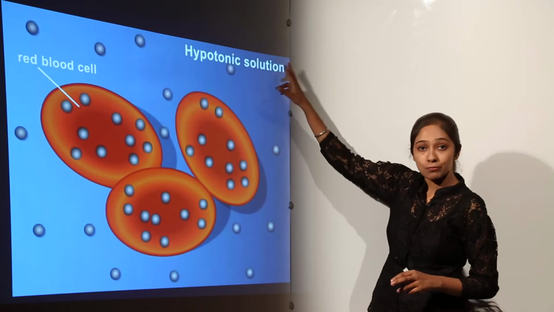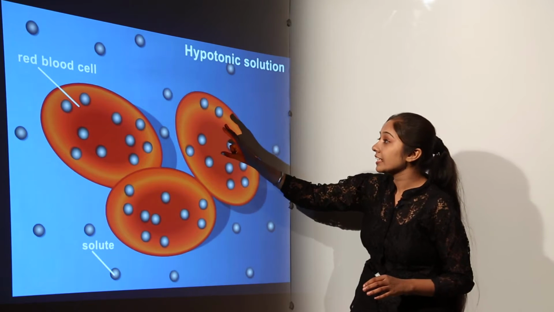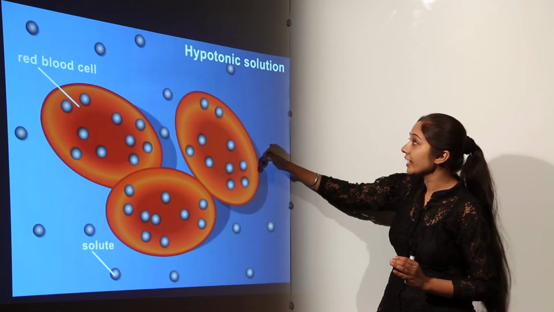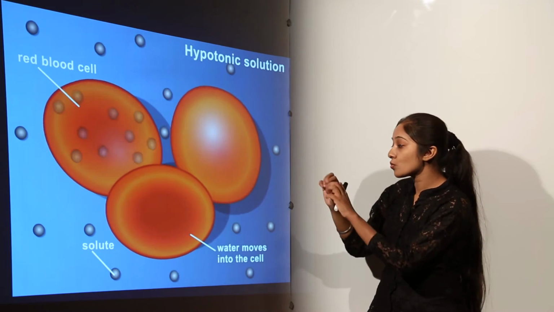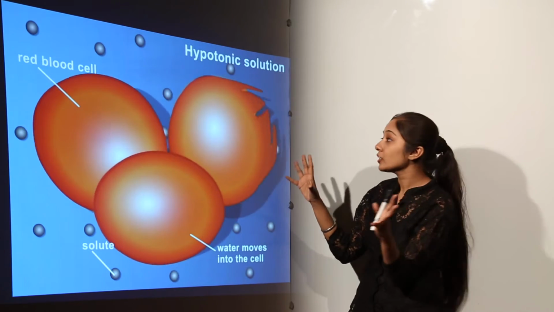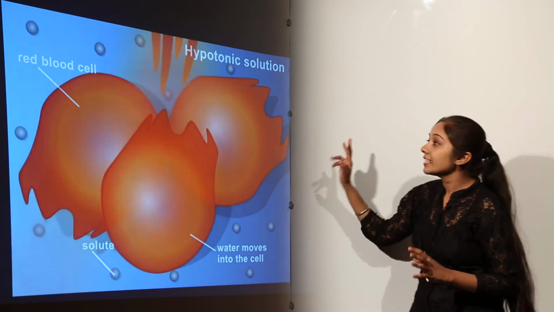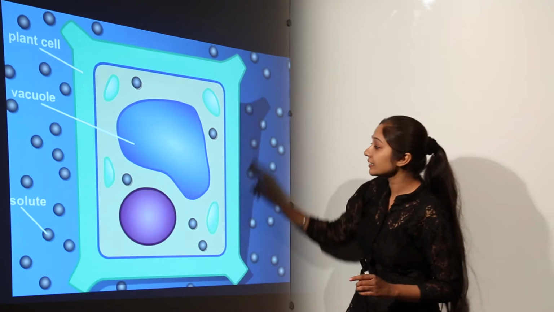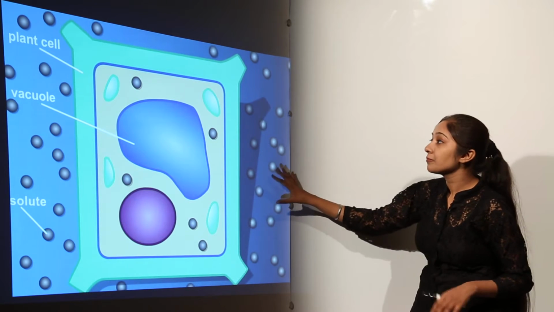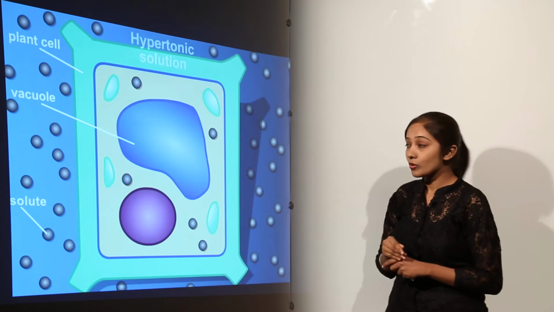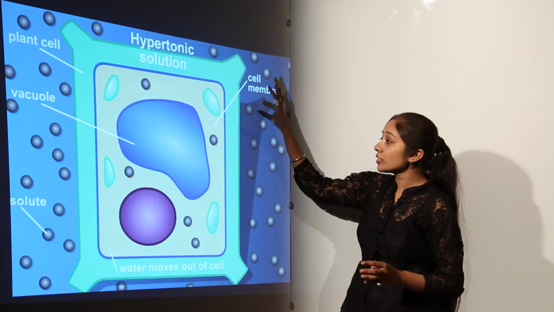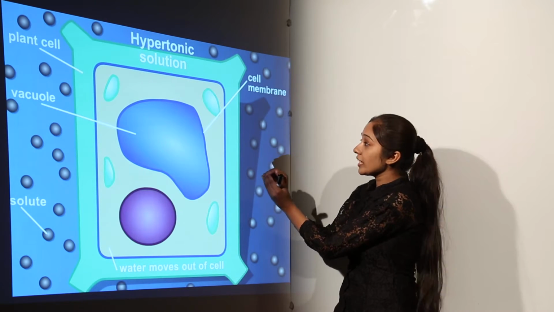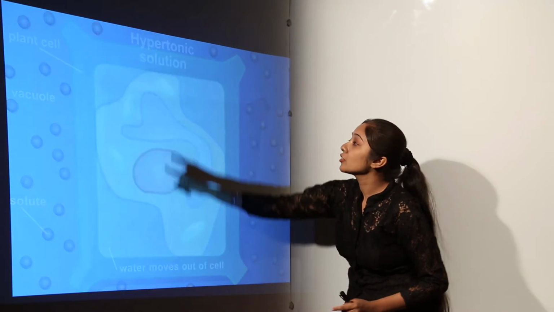But if we talk about a hypotonic solution, the red blood cells are going to take in water from outside, because this is a hypotonic solution. They are going to swell up, and when they swell up, they are going to eventually burst, since these cells do not have a cell wall. But a plant cell has a cell wall. If we place a plant cell in a hypertonic solution, what is going to happen? In a hypertonic solution, the cell membrane is going to shrivel, it is going to change its shape, but the cell wall is going to be intact.